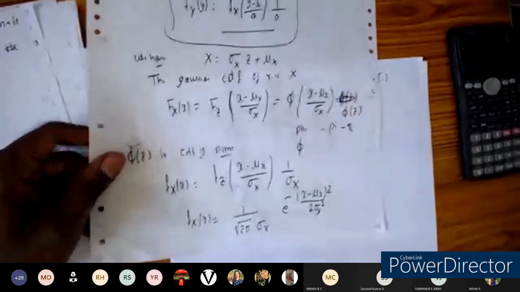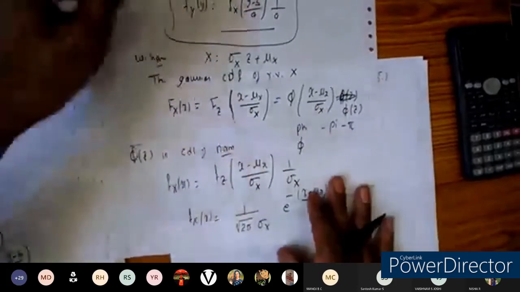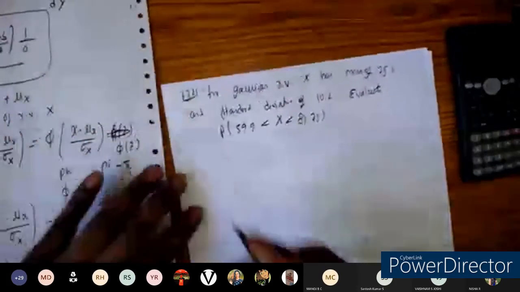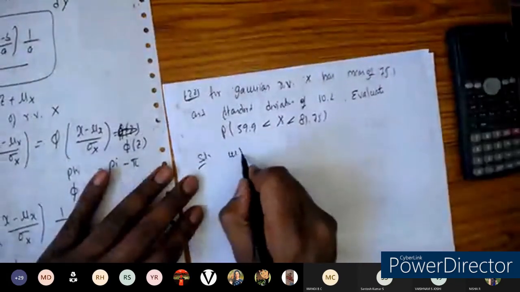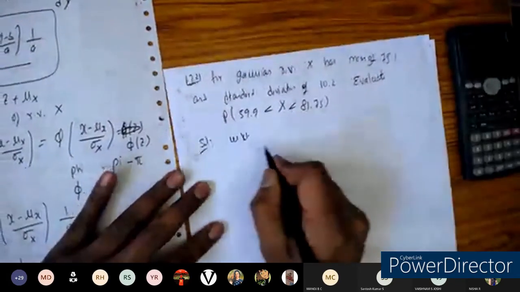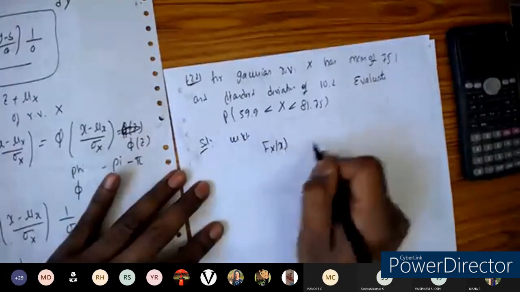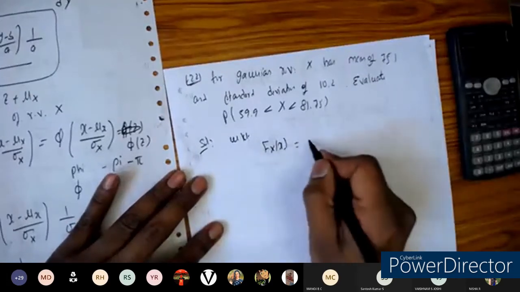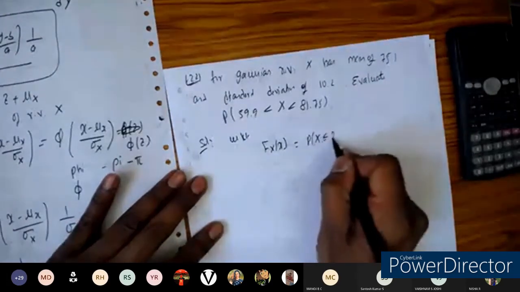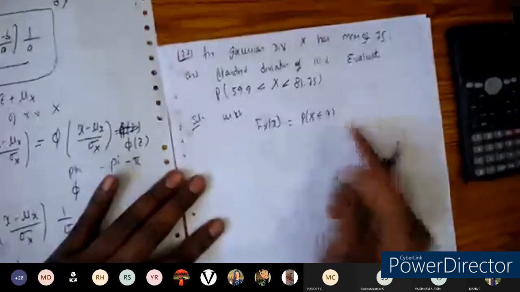Okay. So you can take this as a concept of the probability of x here. We know that the solution is like this. That is the Fx of x. Fx of x is equal to the probability that x can take a value less than or equal to x.